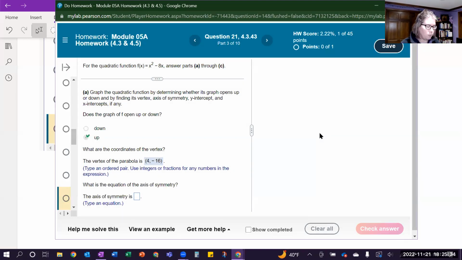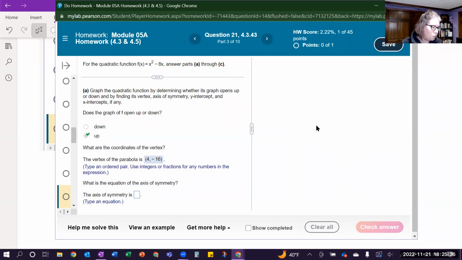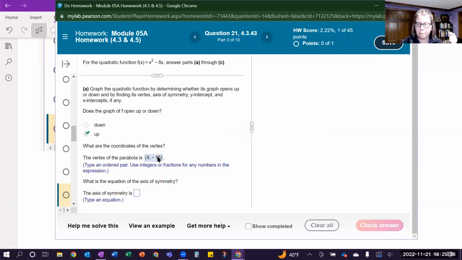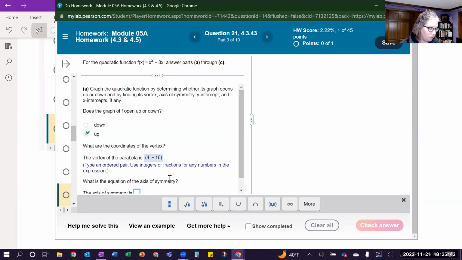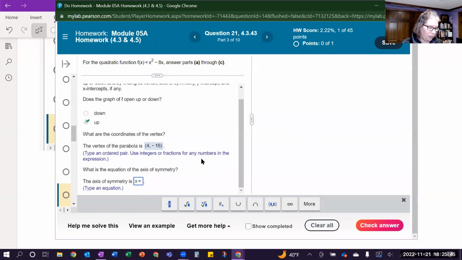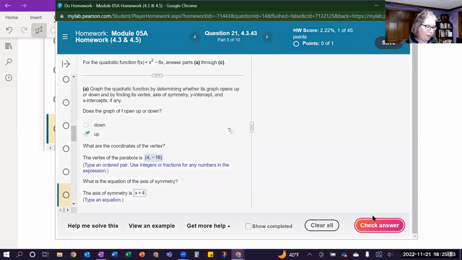Okay, then it wants to know what is the axis of symmetry. So we can get that directly from the x coordinate. So again, it says type an equation. So it's always a vertical line. So it always starts out x and then equals. And then it's always the x coordinate of the vertex, which is the h value. And so that's the 4. Check that. We're good.